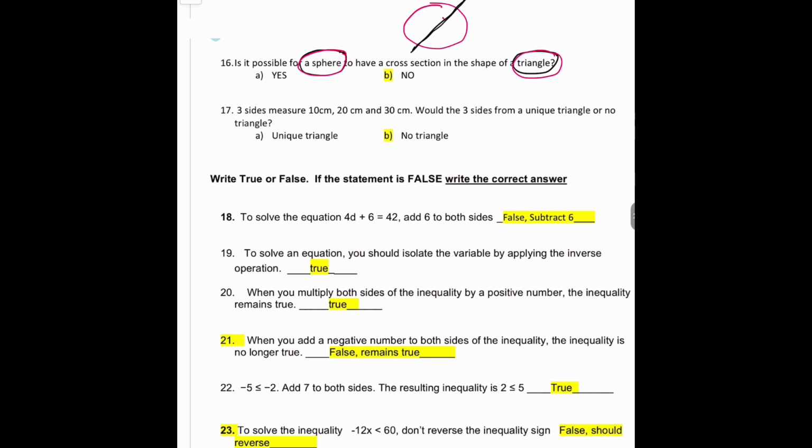Any way you cut it, you will either get a circle or an oval. So there's no way you can say that the shape of a triangle can be formed in the cross section of a sphere. So the answer is no.